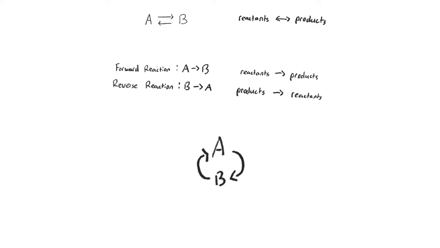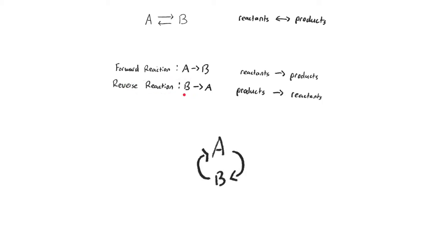In the beginning of the reaction, we have only reactants, so we have only A. As time passes, we consume A to produce B. As we consume more and more A, the rate at which our forward reaction can proceed will start to slow down. Now, once we start producing B, our reverse reaction becomes possible.